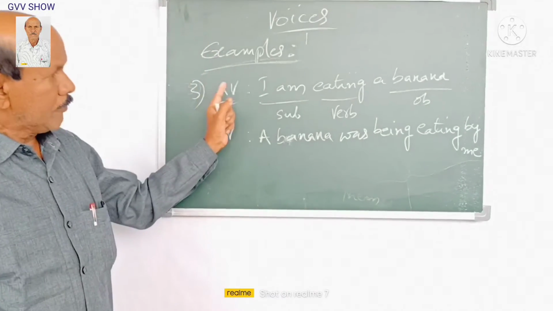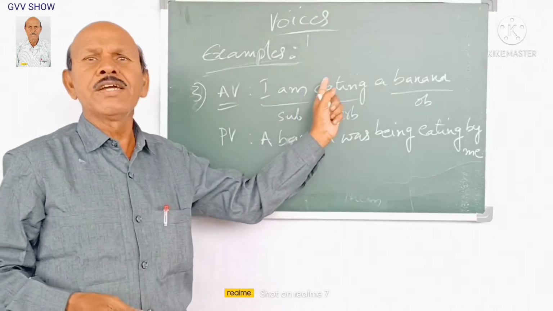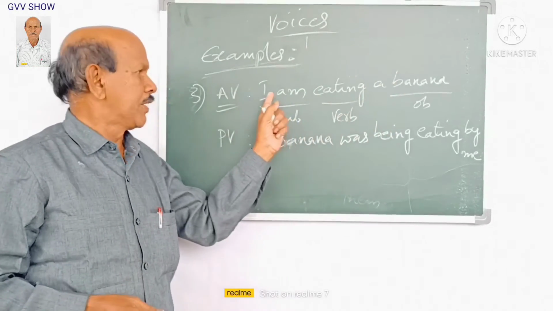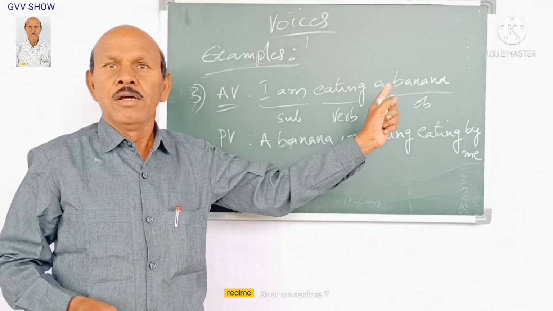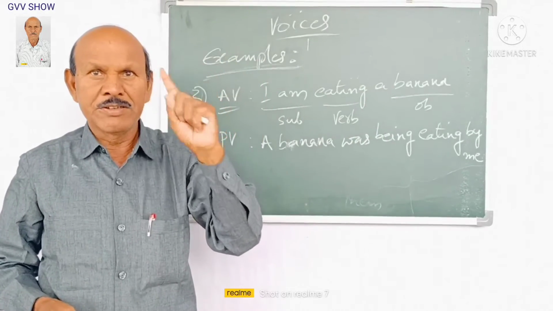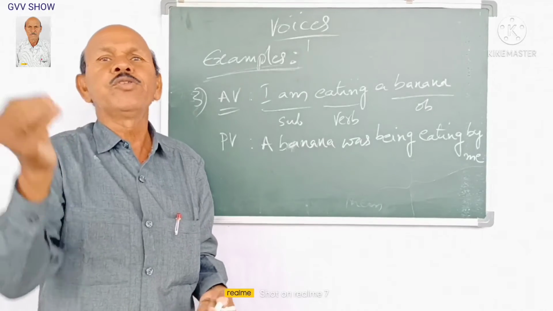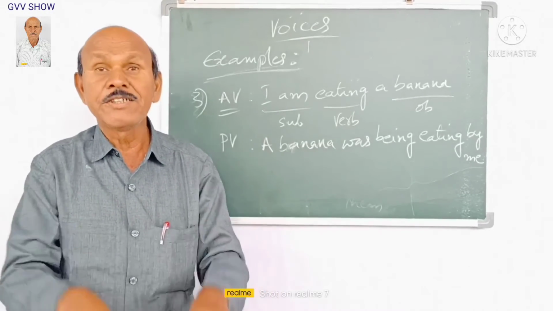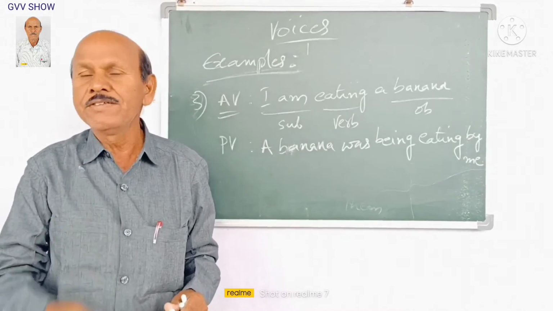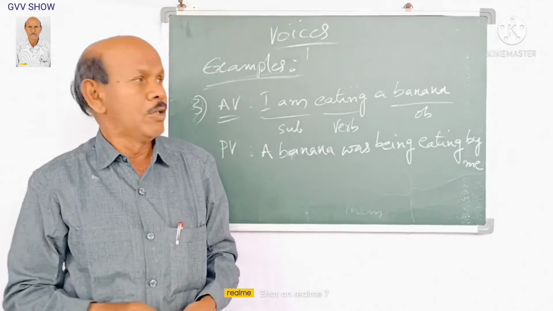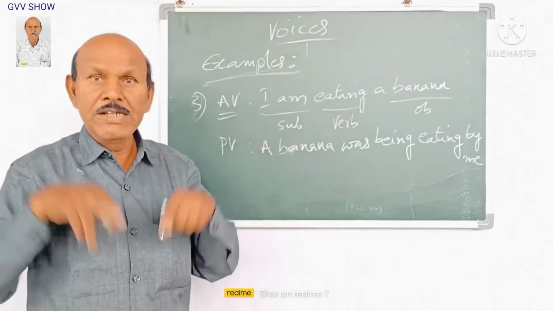So it is a present verb, a simple present word. I am eating a banana. So I am teaching Telugu. I am telling Telugu. నేను అరటి పండు తింటున్నాను. That means it is a present tense word, present tense verb, present tense sentence.